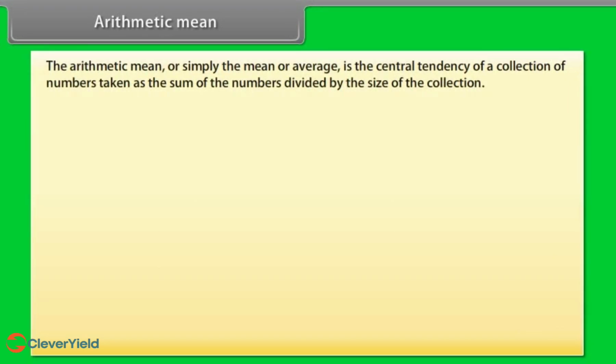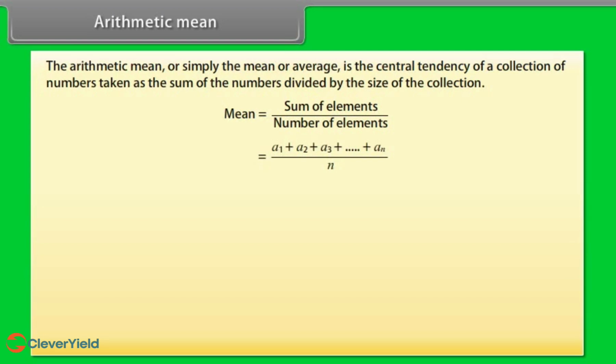Arithmetic mean. The arithmetic mean, or simply the mean or average, is the central tendency of a collection of numbers, taken as the sum of the numbers divided by the size of the collection. Mean is equal to the sum of elements by the number of elements, which is A1 plus A2 plus A3 up to plus An, by n.